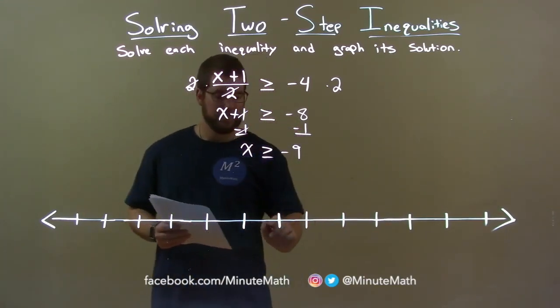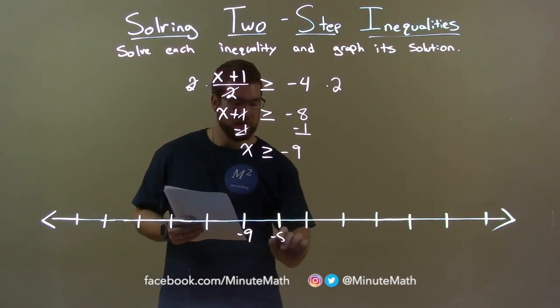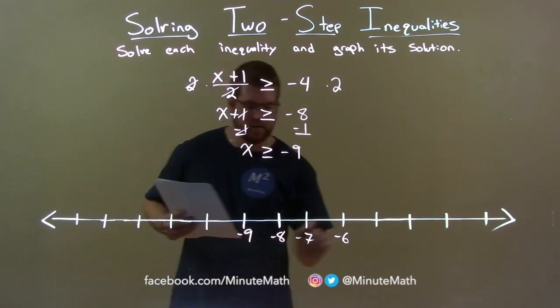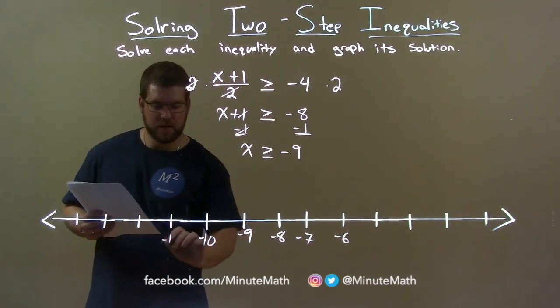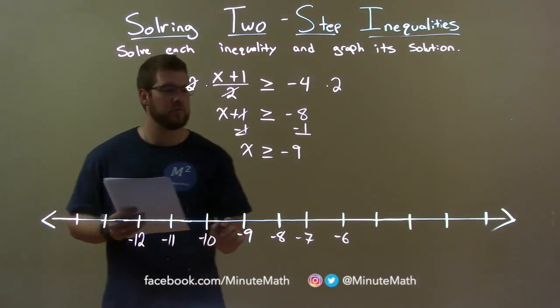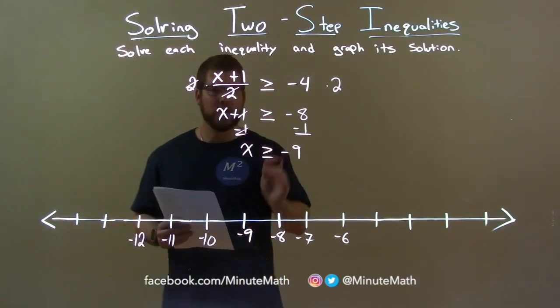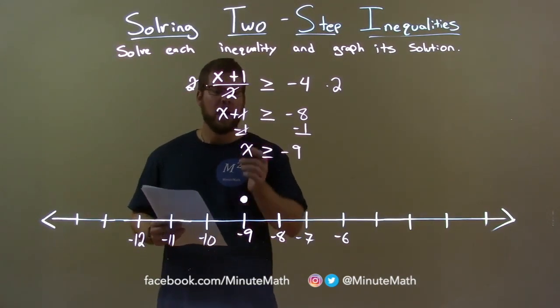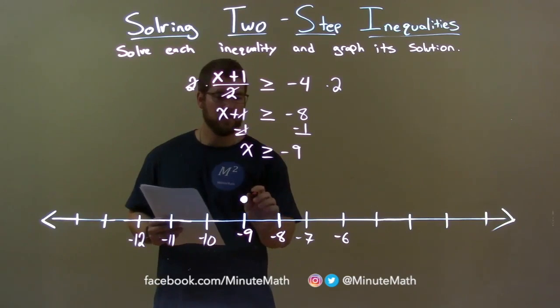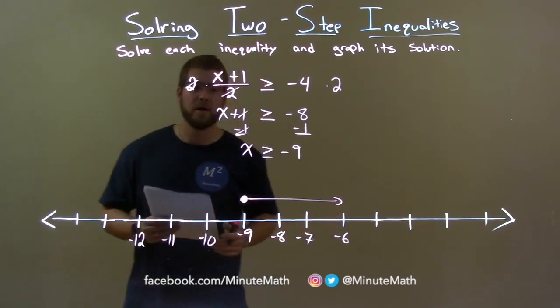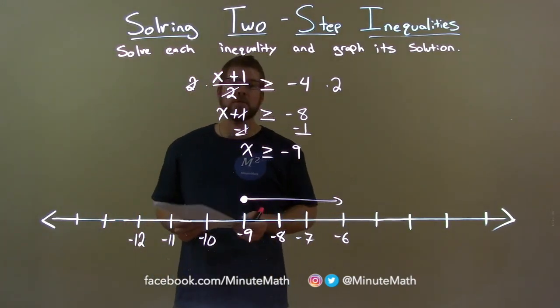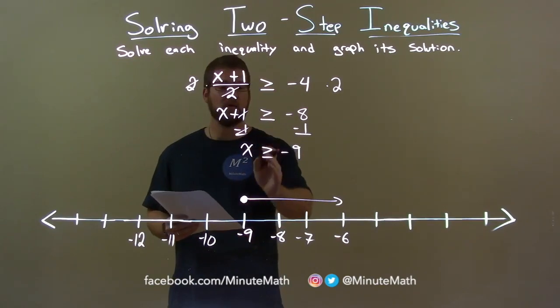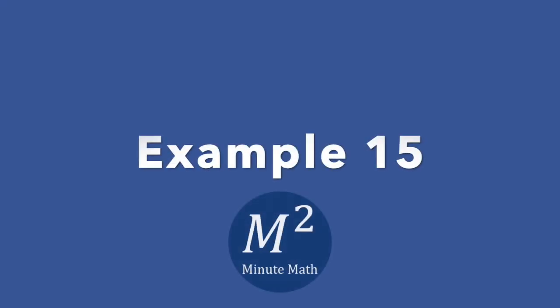So let's graph this. Put a negative 9 here. We have negative 8, negative 7, negative 6, negative 10, negative 11, negative 12. If x can equal negative 9, that means we put a closed circle right there. X is also greater than negative 9, so we put an arrow to the right, and now we have a graph that matches our final answer. X is greater than or equal to negative 9.